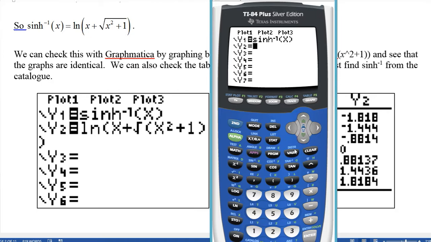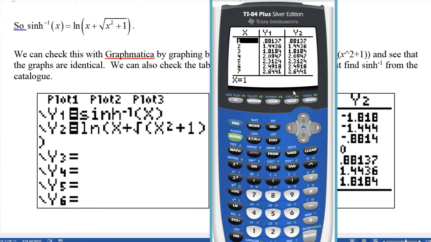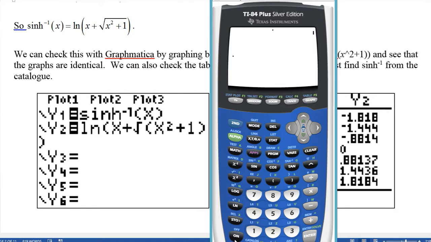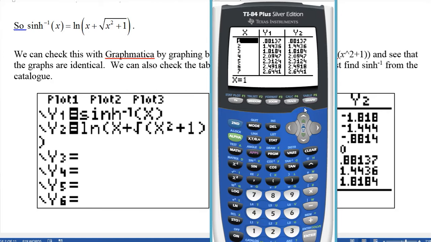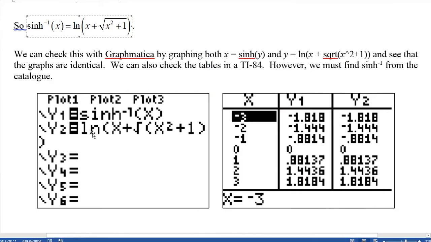So there we have inverse sinh. And the other way we can do it is ln of x plus square root of x squared plus 1. Okay, now if we did that right, when we look at the table it should match. And we can also get the calculator to graph it for us. Notice there are some positive and negative values and it's matching up all the way. So that's a good check there.